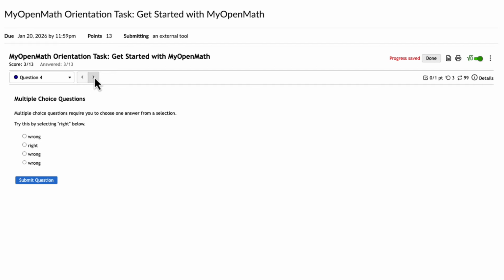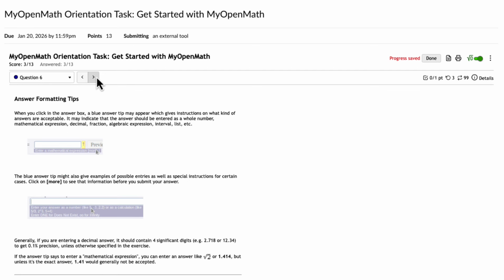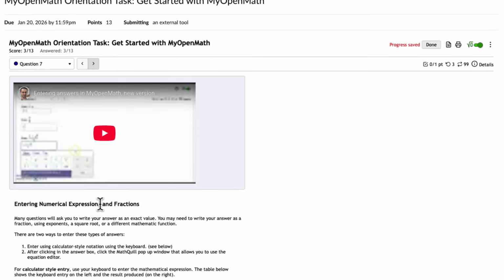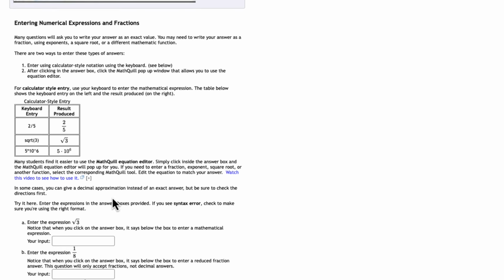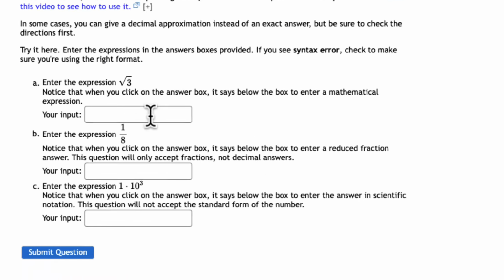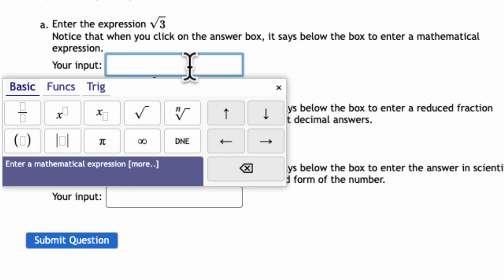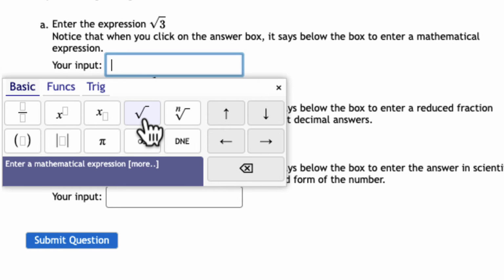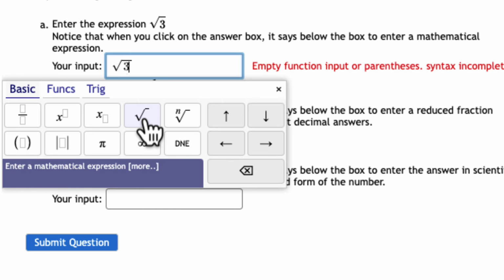You'll learn how to enter a multiple choice question, a matching question. You'll learn tips for entering in your answers. Sometimes you'll be asked to watch a short video and then to enter your answers. This question is asking me to learn how to enter my answer as a square root or a fraction. You'll notice that when you click inside the answer box, the equation editor will pop up. There are a lot of functions to choose from. So if I need to use a square root, I will grab the square root tool and then type 3.